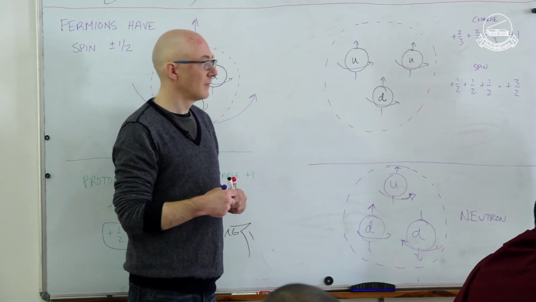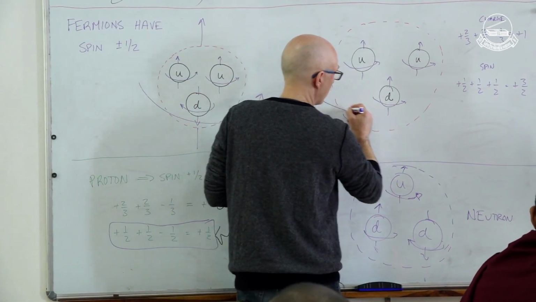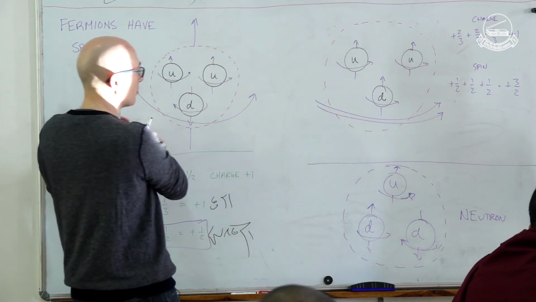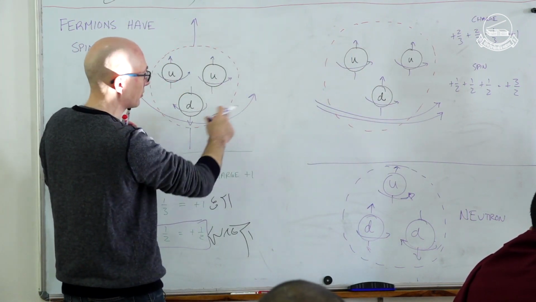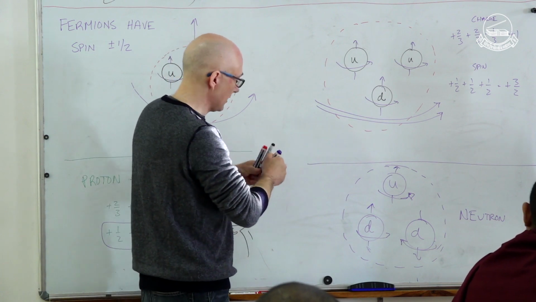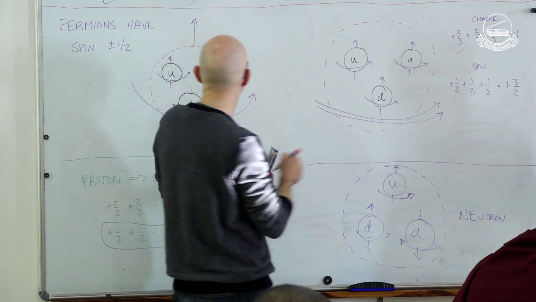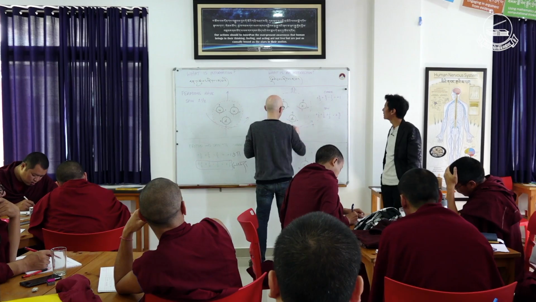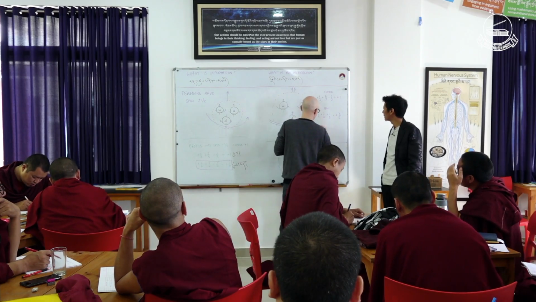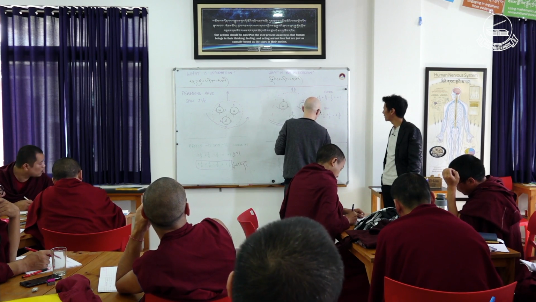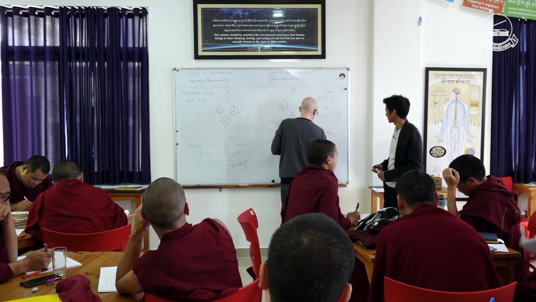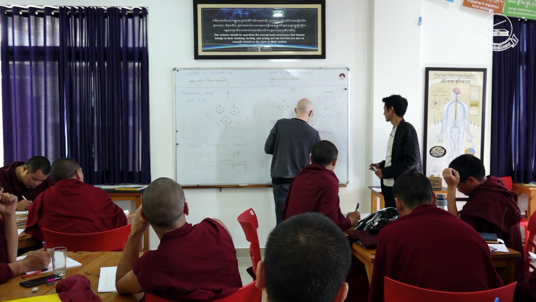And so this thing would be spinning, it would have a bigger spin than the proton. It would have the same types of quarks, but it would have a bigger spin than the proton. And so it's a different particle. And in fact, we call this a delta baryon. Actually, I'll write it: delta baryon.